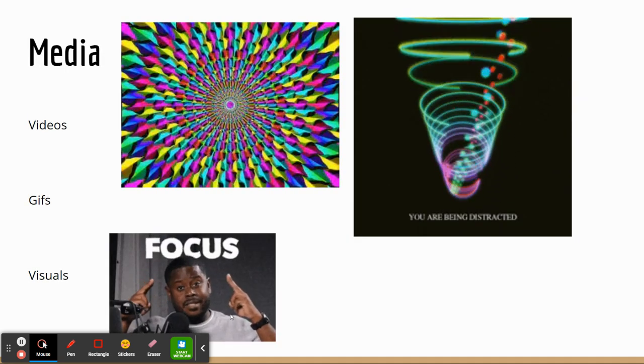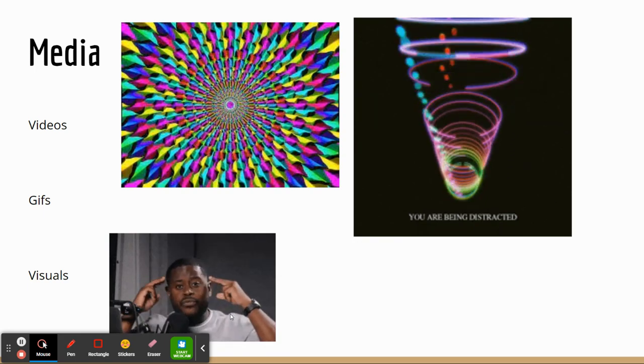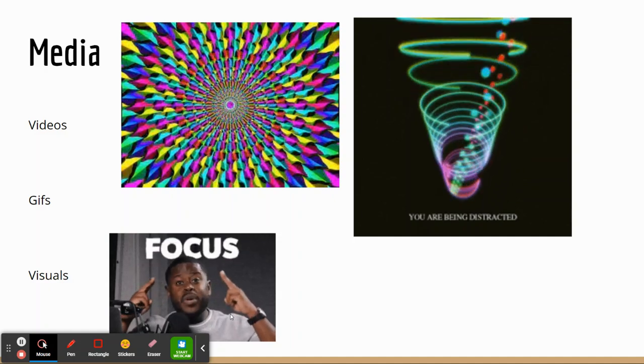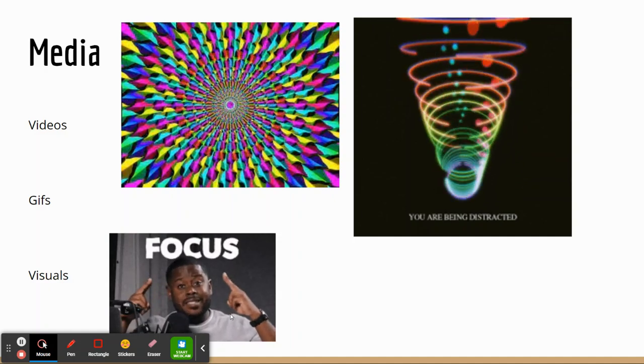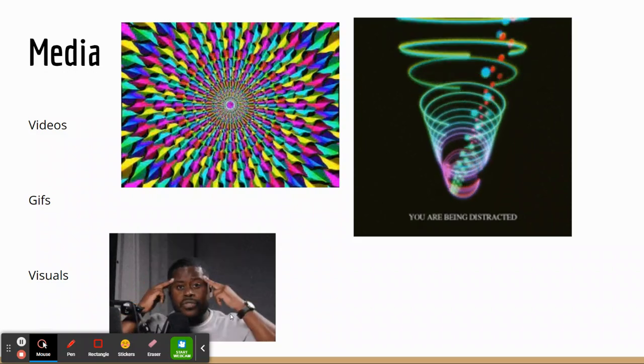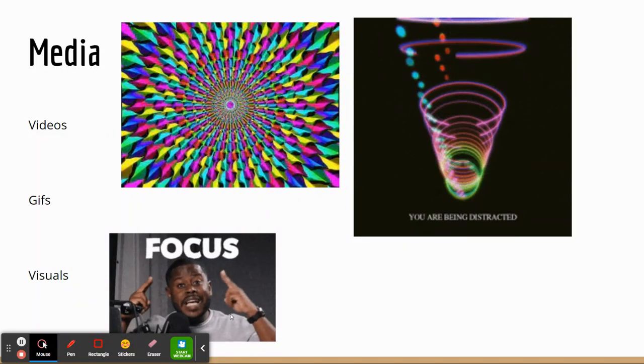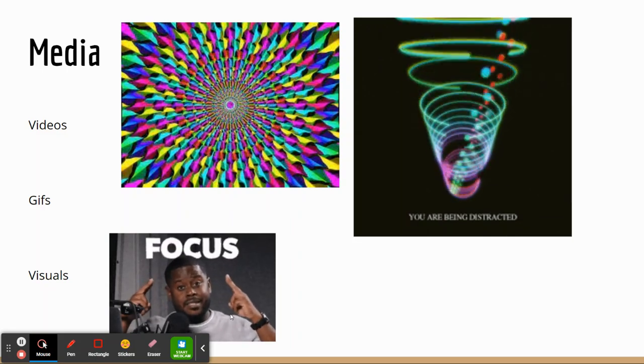And finally, when you're thinking about the different media that you add, videos, GIFs, visuals, make sure that they are pertinent to the information you're presenting and not distracting, because your audience could be looking at those instead and not understanding the material that you're talking about.